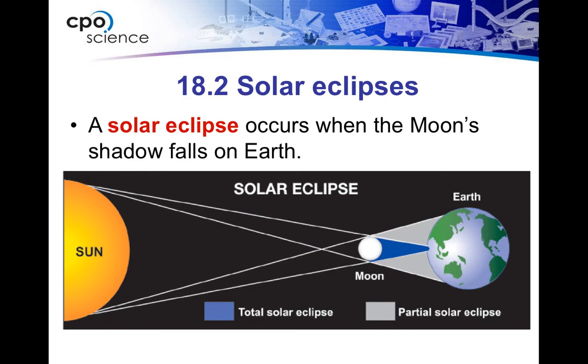A solar eclipse happens when the moon's shadow falls on the Earth. So here we have the moon in between the Earth and the sun, and we get an eclipse, a total eclipse. So you can have a total or partial. It depends on where you are on Earth and where the tilt of the axis is and the seasons and all those kinds of things. So it just kind of depends on the locale and where you are.